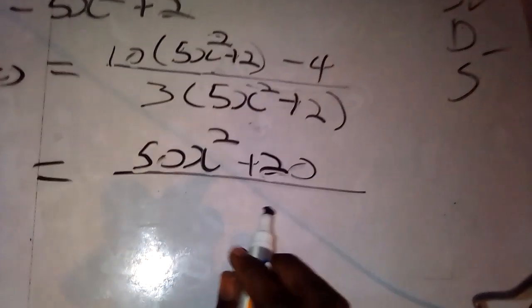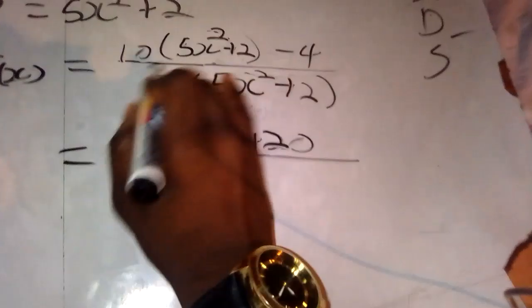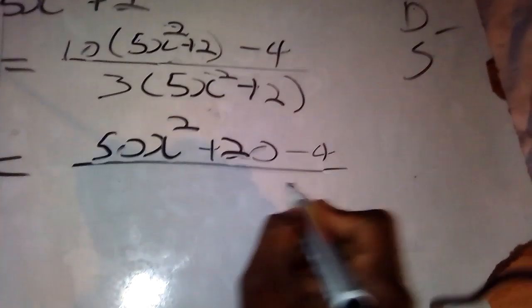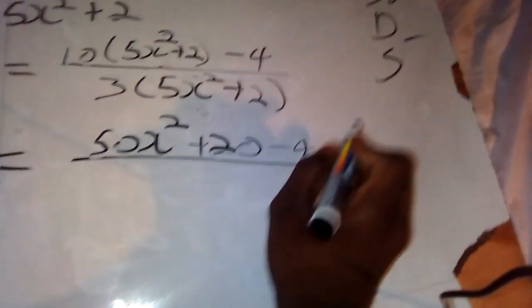Then now, so this is for the bracket, so I put back the minus 4. The minus 4 there. Then now we need to distribute.